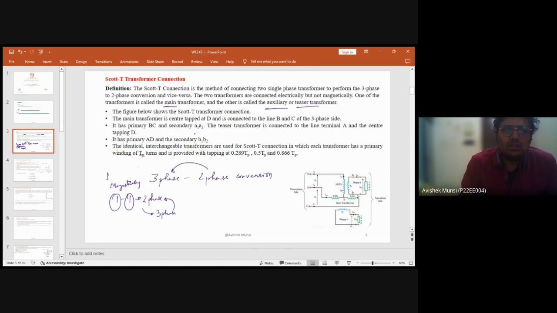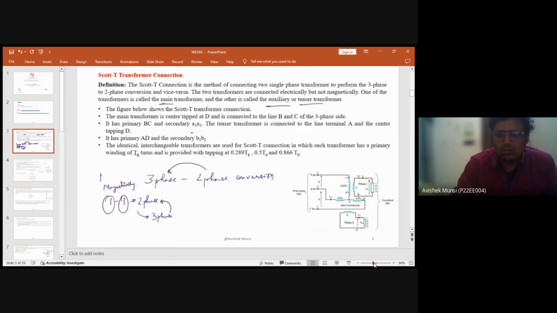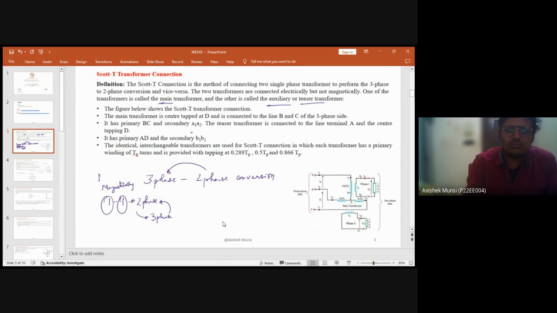Okay. So here in this figure, if I zoom it a little bit, I hope it is visible now. Okay. From the figure, you can see that the main transformer is tapped at the connection D. The other connections, B and C, are acting as the three-phase supply. On the secondary, you can see that A1 and A2 of the teaser transformer are tapping the main transformer at D. Okay.